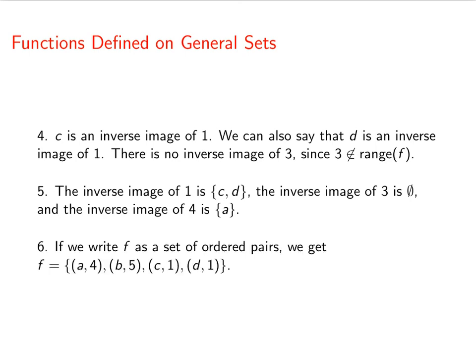And finally, we could write this function as a set of ordered pairs. And if we do that, then we'll say that f is equal to the set containing the ordered pairs (a, 4), (b, 5), (c, 1), and (d, 1). And of course, this only works if we're thinking about a function on a finite set.